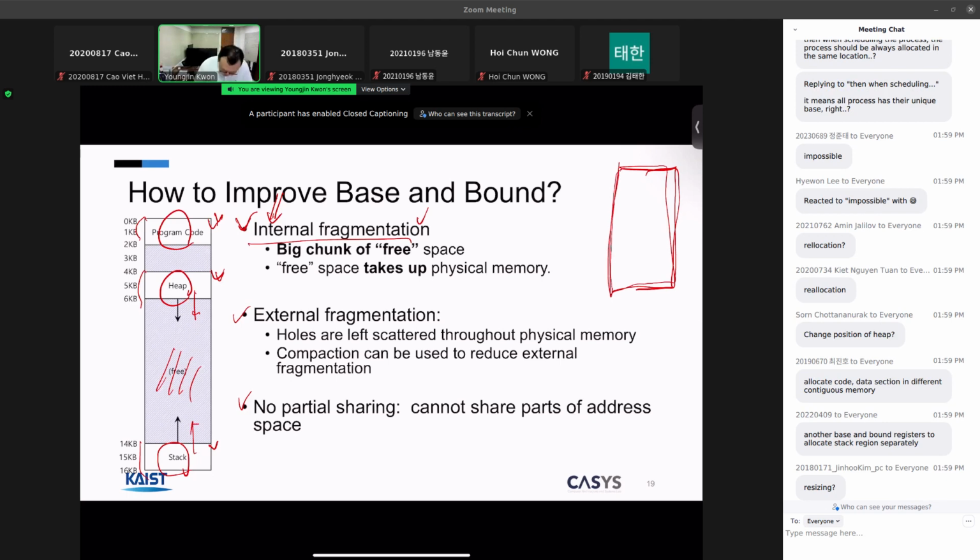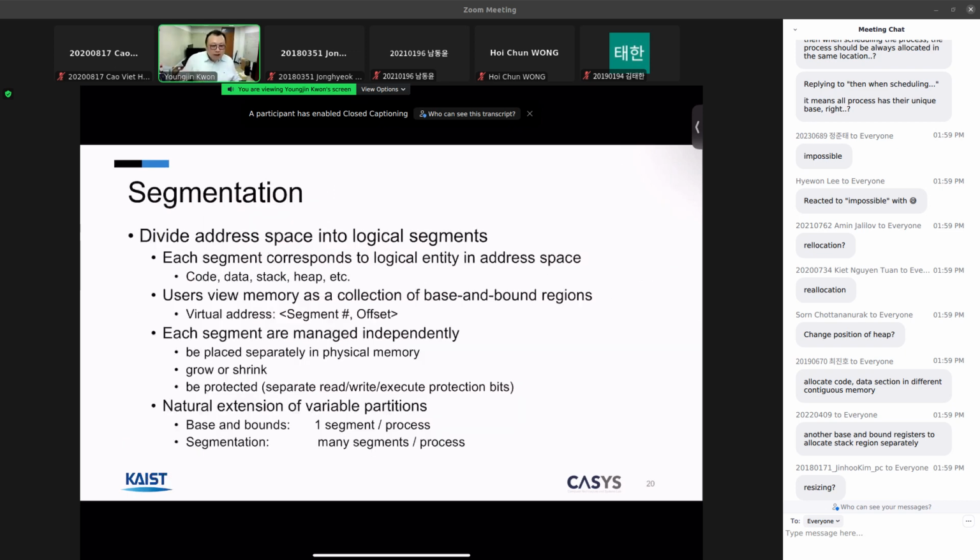Exactly. So let's say base and bound for code, base and bound for heap, base and bound for stack, independently, which leads to segmentation. Segmentation divides the address space into logical segments, where each segment corresponds to a logical entity in the address space: code, data, stack, and heap. Using segmentation, the operating system views memory as a collection of base and bound pairs, and each segment is managed independently.